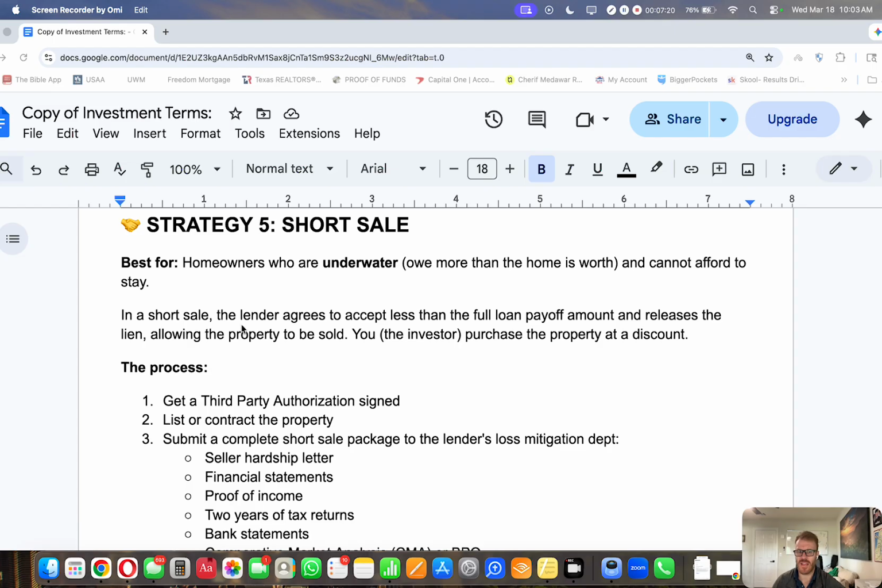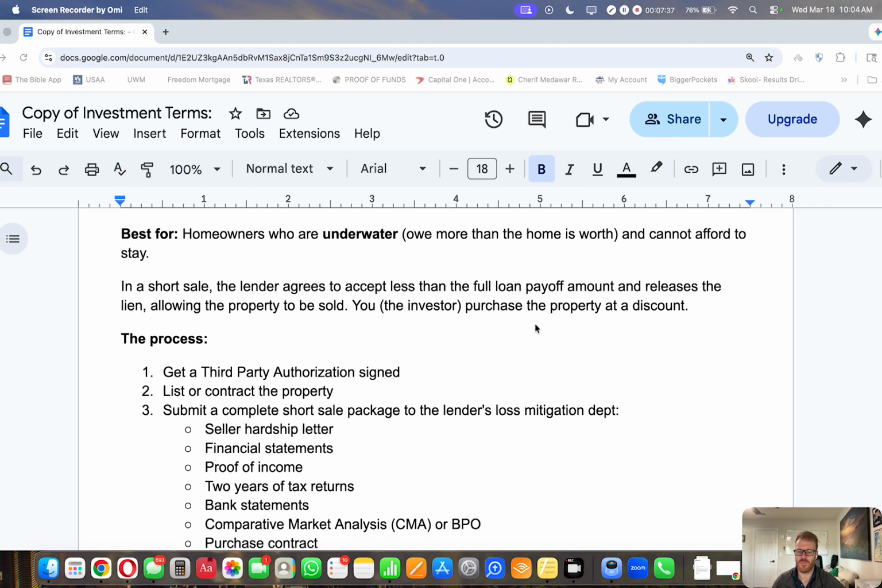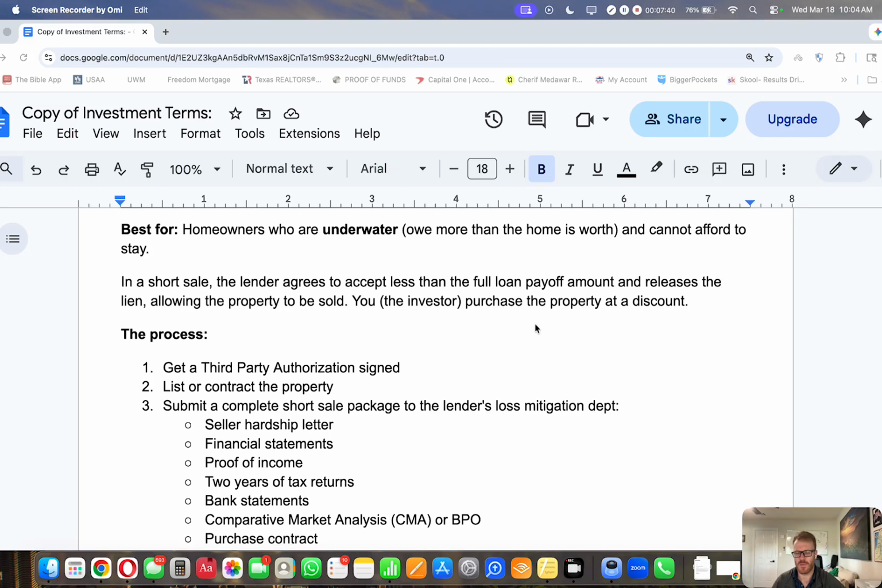So in short, the lender does agree to accept less than the full payoff amount, and will release the lien, allowing the property to be sold for less than what they owe. This does happen. It depends on how much of a discount the lender is going to need to take to make this work. But if the numbers work for them, they'll usually do it.